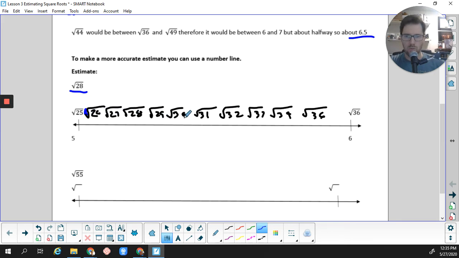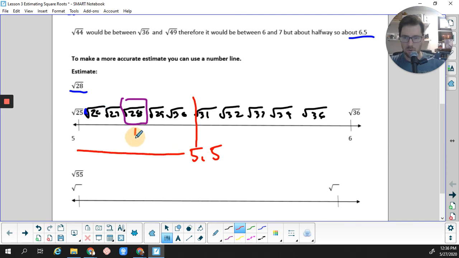1, 2, 3, 4, 5, 6, 7, 8, 9, 10. So there's 10 of those. So half of 10 would be 5. 1, 2, 3, 4, 5. So right in between here would be half, even though it's kind of off from half, but that's okay. So what number am I looking for? I'm looking for 28. So my 28 is right here. So half of between 5 and 6 would be 5.5. Okay, so if I went in between here and if I look, there's 5 and it's number 3. So it's right in the middle.